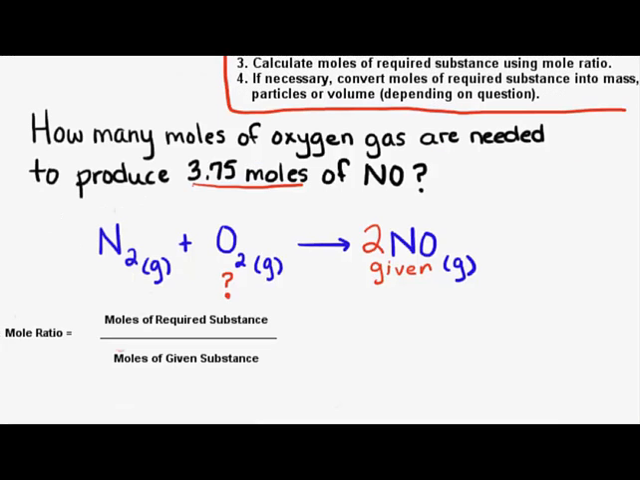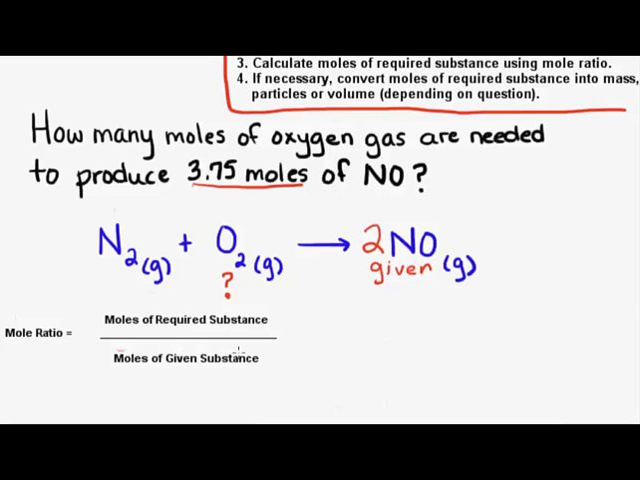In order to be sure that you always set up your mole ratio correctly, here's a formula to remember. The mole ratio should be written as a fraction so that we can multiply our data against it easily. The mole ratio fraction will always be set up as the moles of the required substance over the moles of the given substance. And these numbers will come directly from the coefficients in your balanced chemical equation.